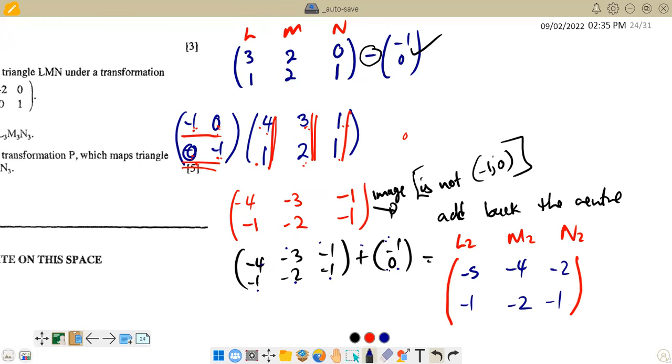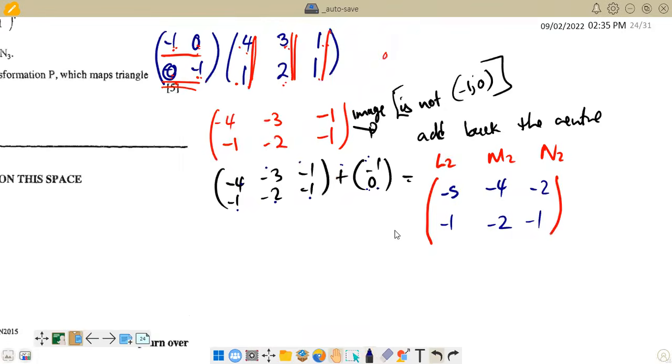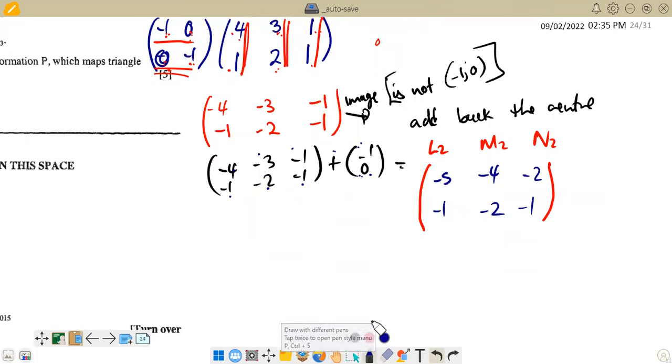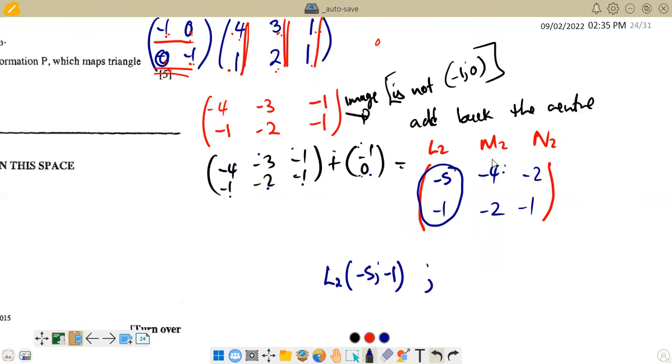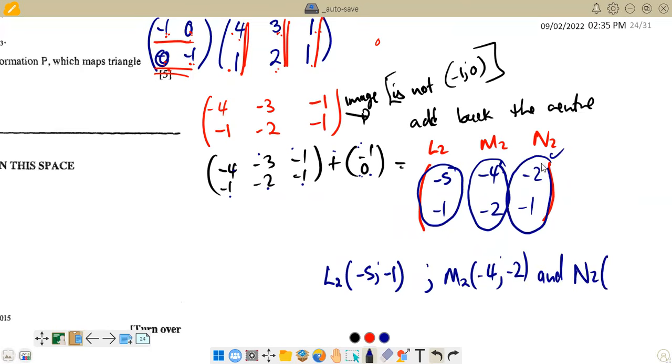So that is your image, but you can just write it in point form just to show that you understand what you're talking about. So this is L2, a point which is -5, -1. So this is the point that you're going to mark on your graph. We move on to the second point, -4, -2, which is M2. And the last one, which is our N2, is going to be -2, -1, like this. All right, so these are the points that we are given.